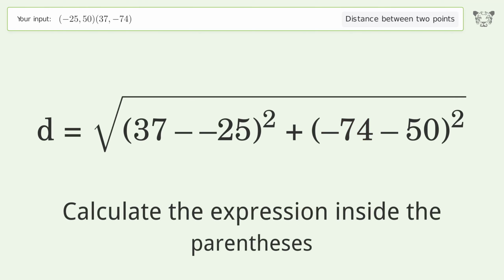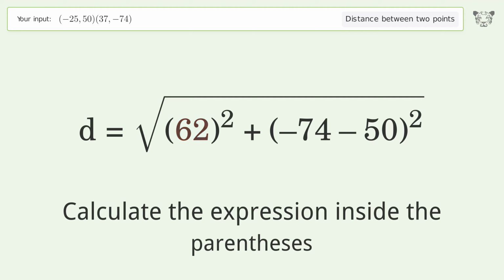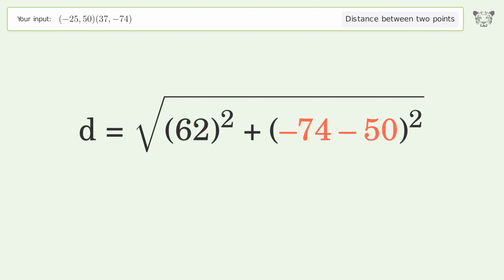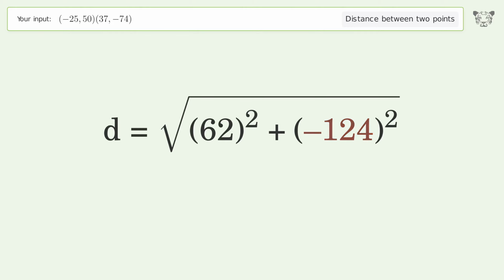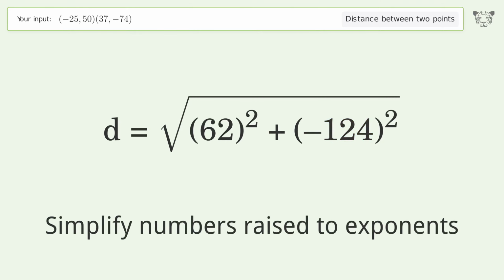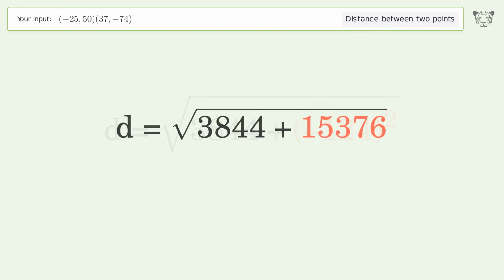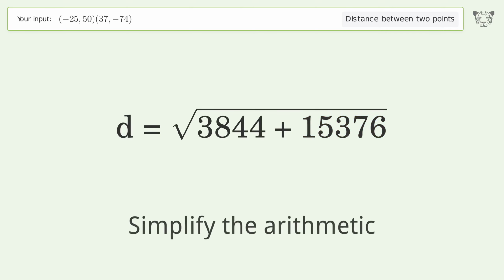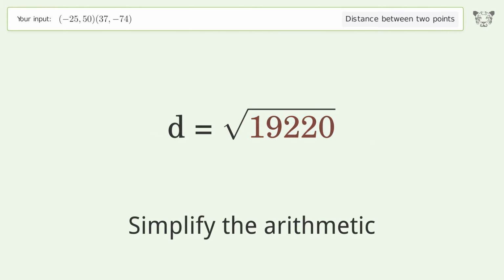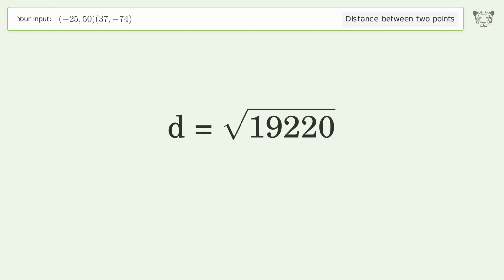Calculate the expression inside the parentheses. Simplify numbers raised to exponents. Simplify the arithmetic. And so the distance between the 2 points is the square root of 19,220, or 138.636.